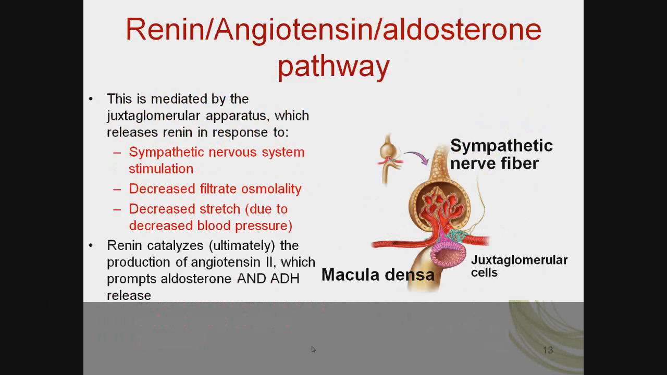In our next segment, I'm going to continue with the next bullet that leads to more blood volume and pressure, and that's the RAA pathway, renin-angiotensin-aldosterone pathway.